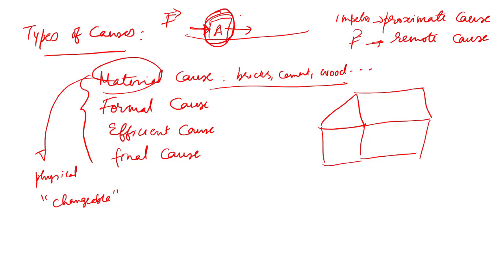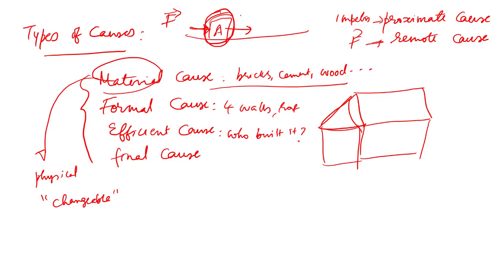Whereas the formal cause is the way it is. You know, it has four walls, for example, right? It has a roof. You know, it is in a particular way, in this particular fashion, and that's why it's able to stand that way. But what is the efficient cause? It is who built it. So some builder, some contractor built the house.